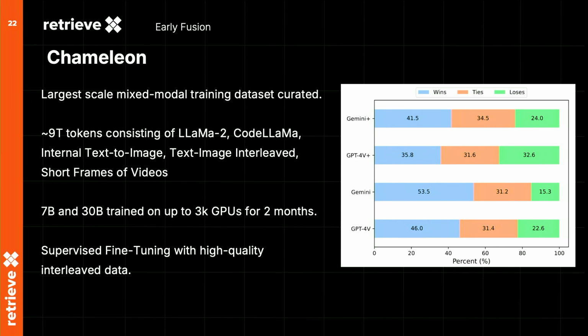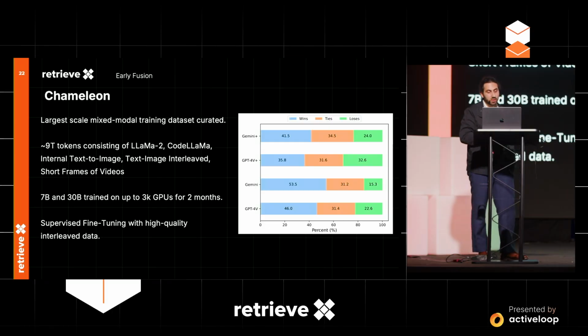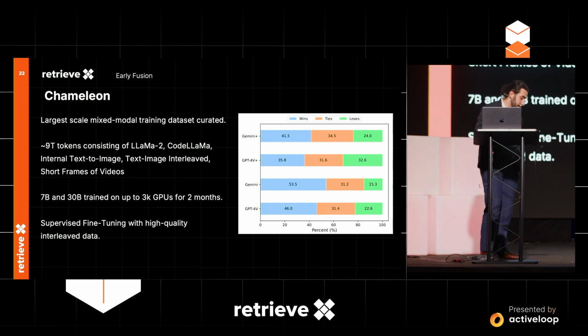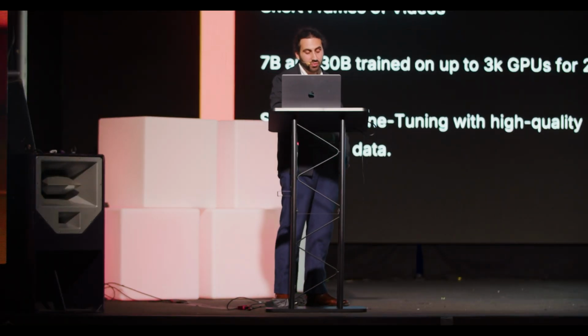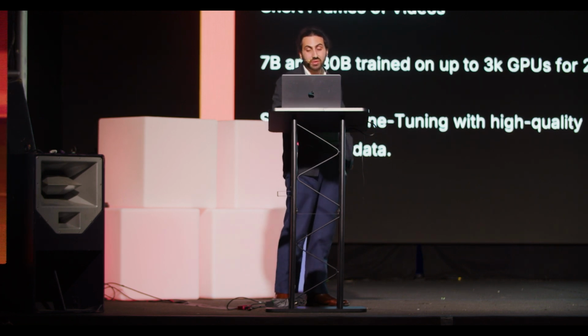So our team of about 40 people, we collected the largest scale mixed modal training data set that was kind of ever curated. I'm sure OpenAI has something that's larger, but at least in the open source. So this consisted of about 9 trillion tokens from Llama 2, from Code Llama, from arbitrary web pages, from text to image data sets, from videos. And we essentially trained a couple of model sizes on about 3K GPUs, 2 months each. And then we had our own separate pipelines for doing very high quality supervised fine tuning so that we can actually get something that is usable.